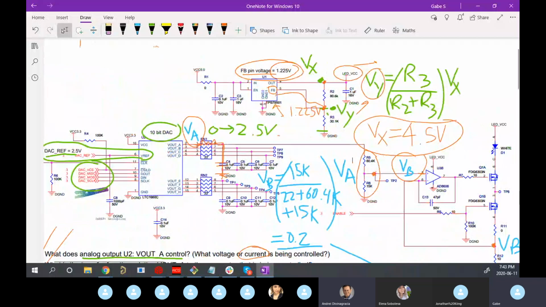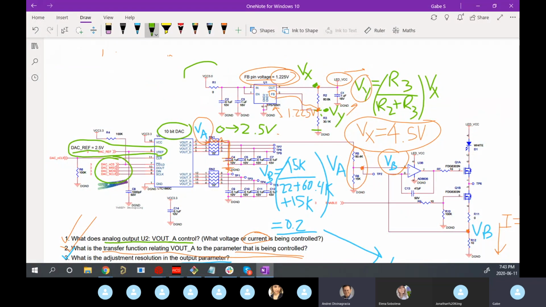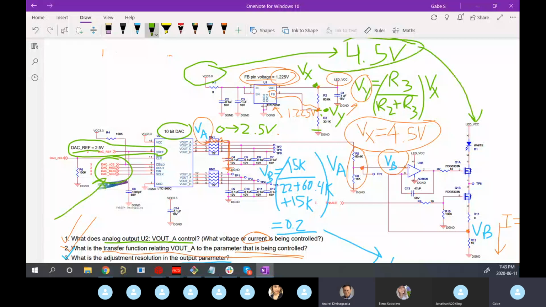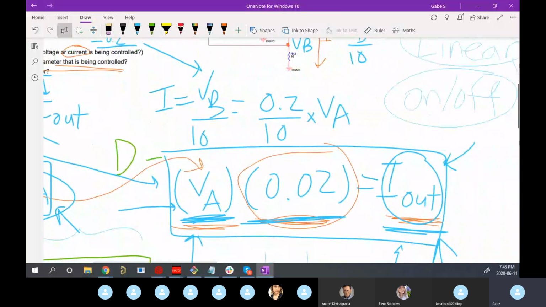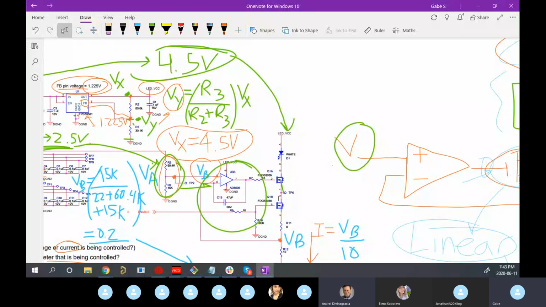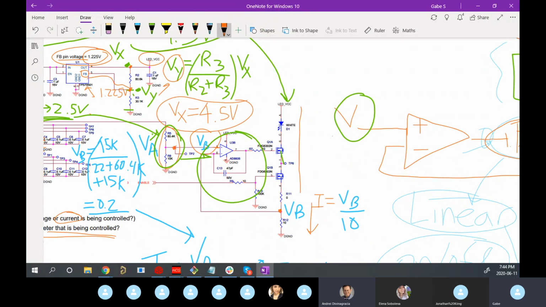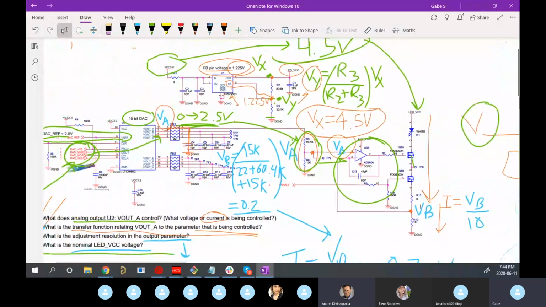So essentially, just to reiterate everything that's going on here, we have 5 volts coming in. This regulator is dropping it down to 4.5 volts. This 4.5 volts is used as the power supply for the LED. We have the ability to control the brightness of the LED via digital, converted to analog, converted down through a voltage divider, through a constant current circuit, and all of that is represented by our transfer function down here, 0.02. And all of that controls the current flowing through this LED. Does that make sense, everyone?